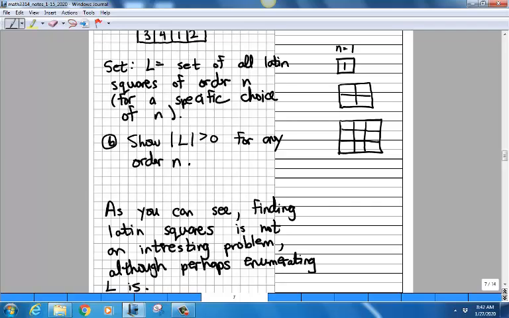What is the 2 by 2? Is there only one? There's 2 possible ones, okay. What about in reduced form? Is there one in reduced form? So that would be what?